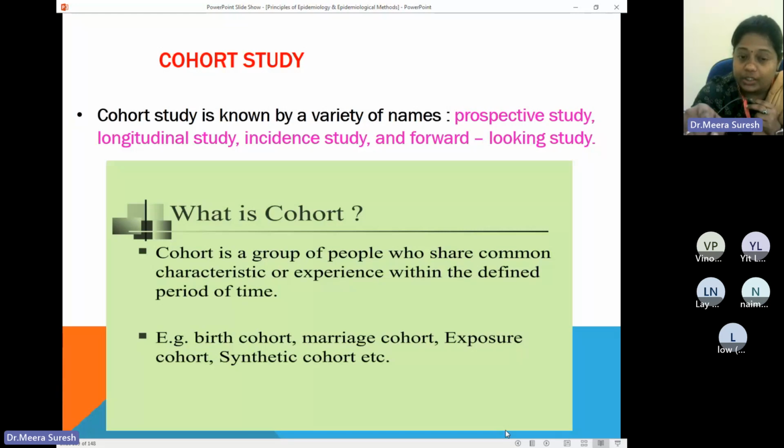But when we do a cohort study, what you are going to get is incidence. And why incidence? If you remember, by definition, incidence is the number of new cases.